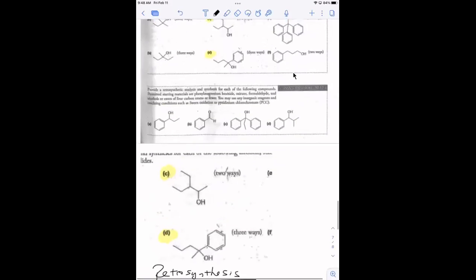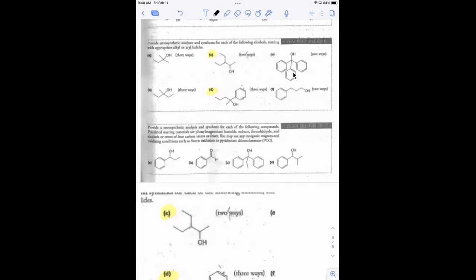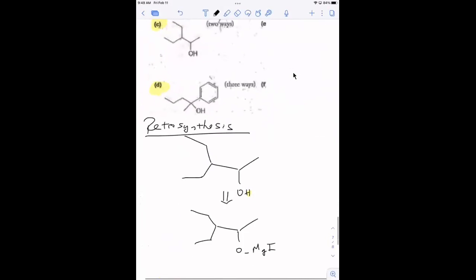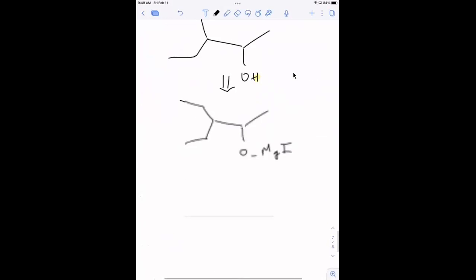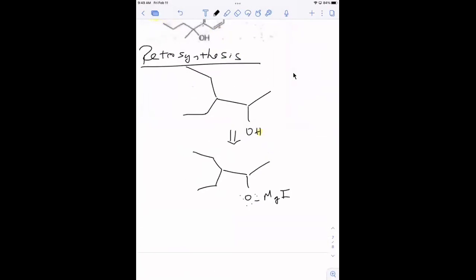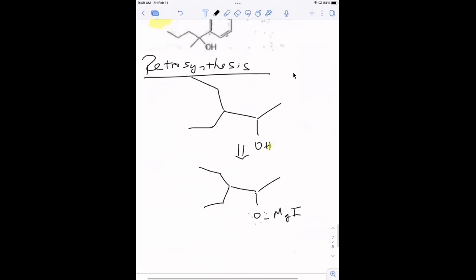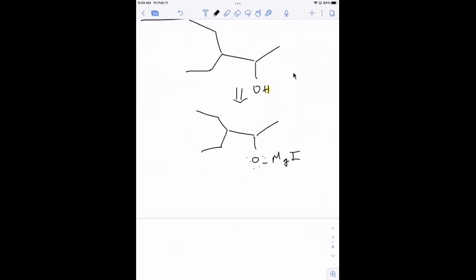But if you read the instructions, it says provide a retrosynthetic analysis and synthesis for each of the following alcohols, starting with the appropriate alkyl or aryl halides, right? So we're talking about Grignard addition to carbonyls, which gives us an alcohol. And if you notice, the question asks us to do this in 2 ways. It said provide 2 different ways you can do it. So what's one way? If we started with this intermediate.